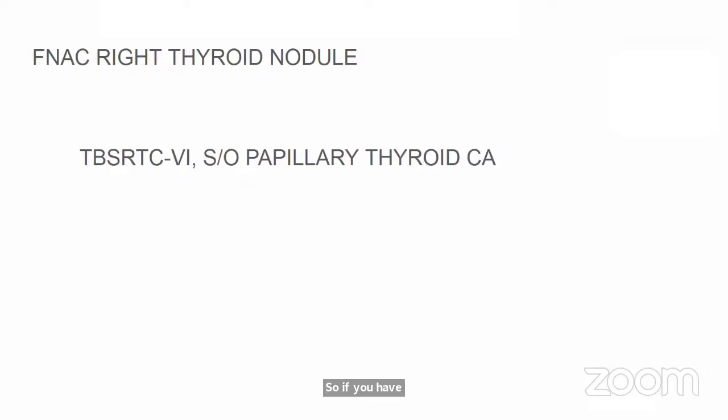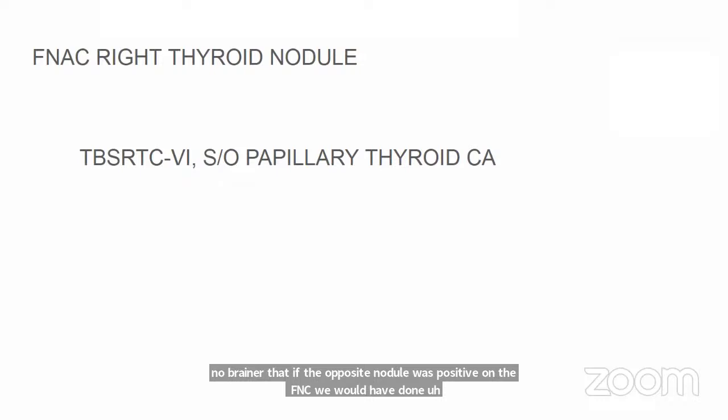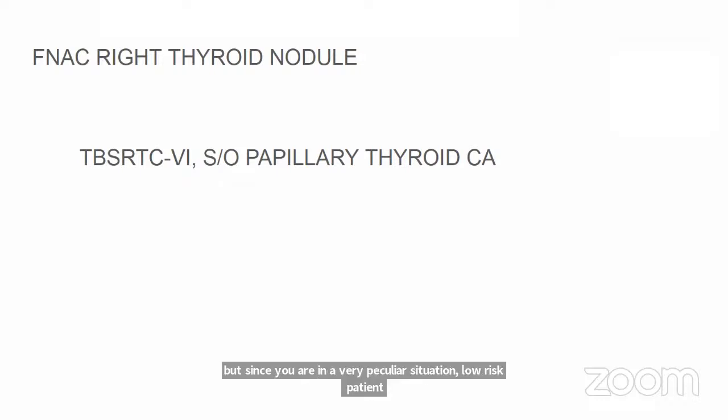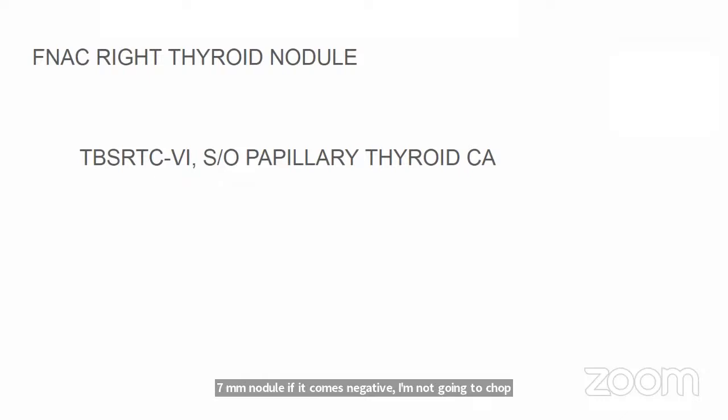So, it's a no brainer that if the opposite nodule was positive on the FNAC, we would have done a total thyroidectomy. But since you are in a very peculiar situation, a low risk patient with a 7 mm nodule, if it comes negative, I'm not going to chop off the opposite lobe. What about the observational approach, like one is operated and the other one is observed? What is your take on that?